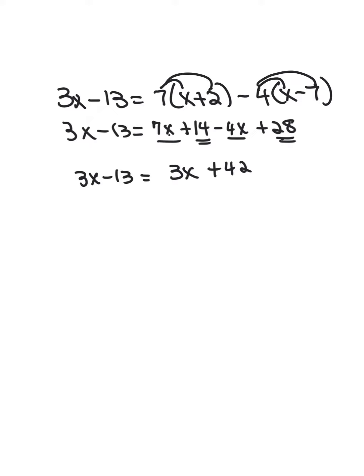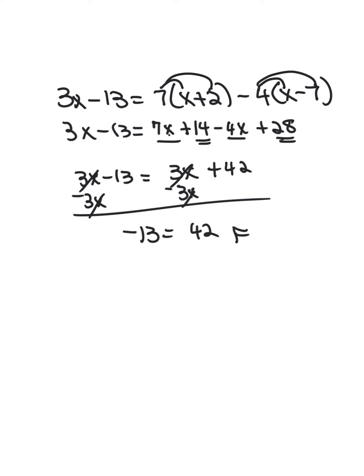I'm going to move the variable on the right side, so I subtract 3x from both sides, and that leaves me negative 13 is equal to 42, which is a false statement. And because that is false, our solution would be no solution.